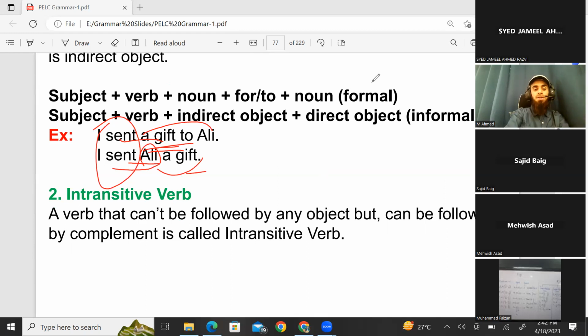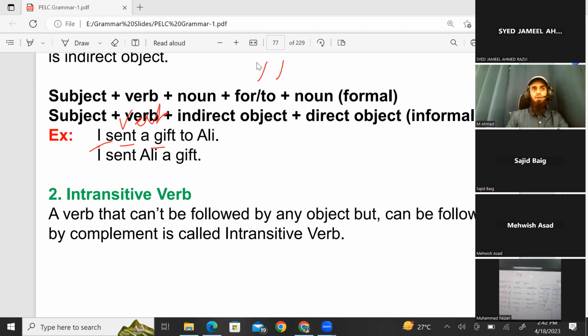Now look at this structure. On one side, you have used the direct object and then the indirect. In the other, now I'm going to mention what is direct and indirect, right? If you have ideas, I would like to listen from your side. Otherwise, I'm going to mention it. Now, in I sent, I is the subject and sent is the verb.